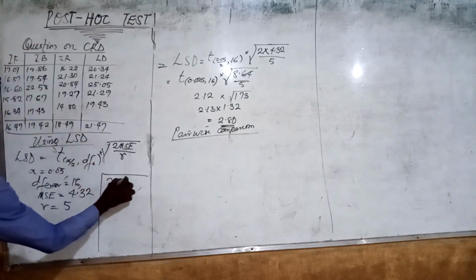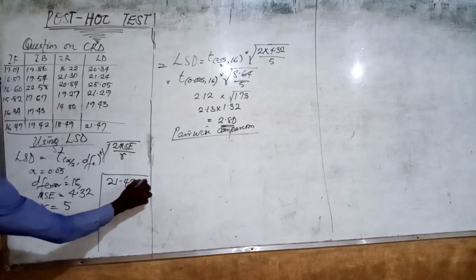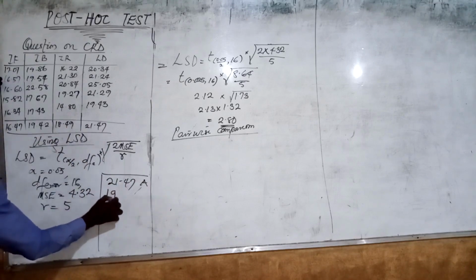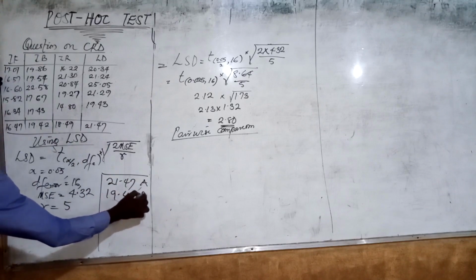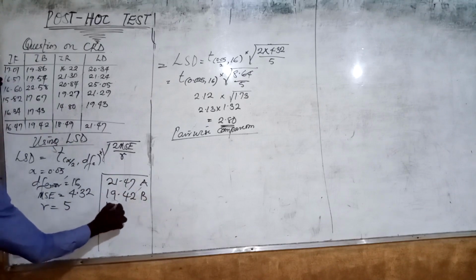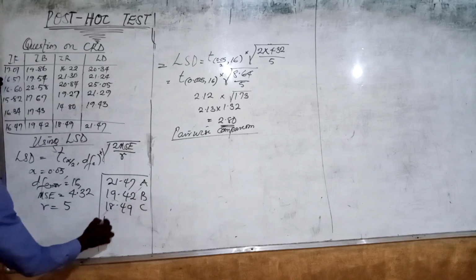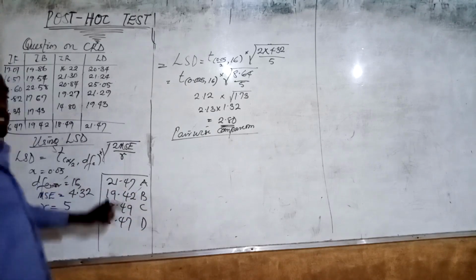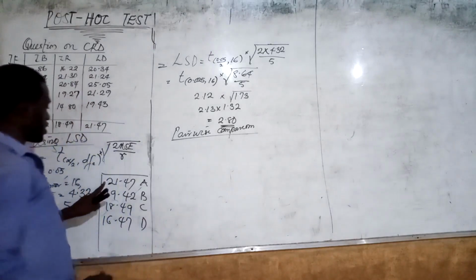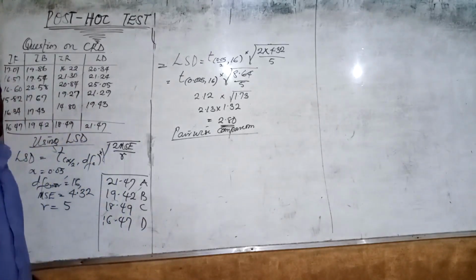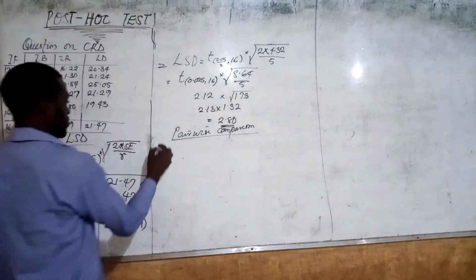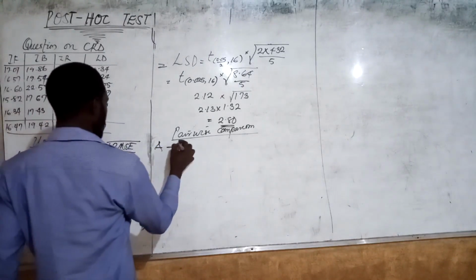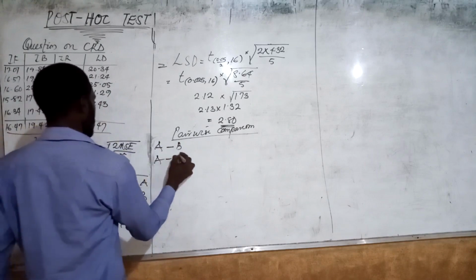We have 21.47, let's call that A. Then 19.42, let's call that B. Then we have 18.49, let's call that C. And 16.47, let's call that D. The first thing we're going to do is compare this one with every other one here. So we have A minus B, A minus C, A.